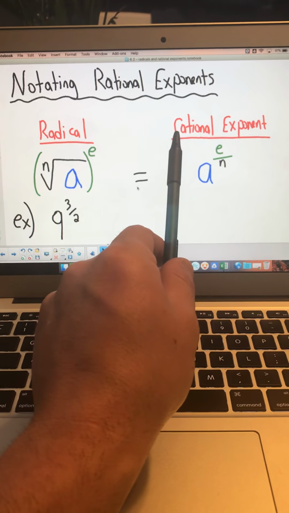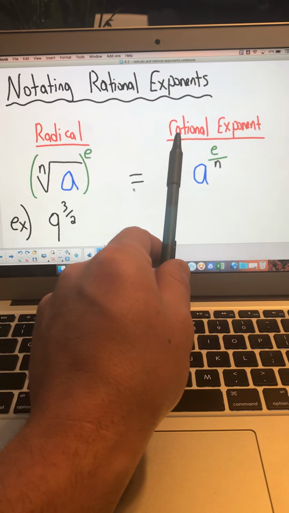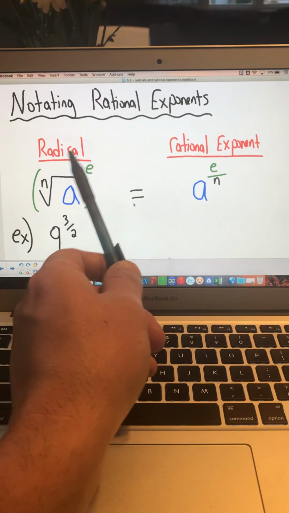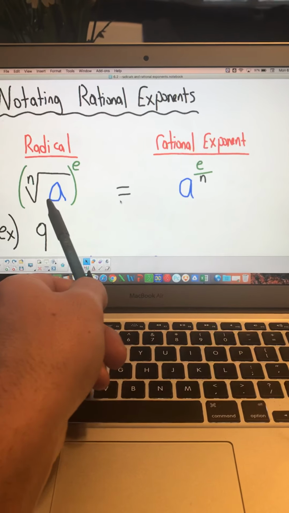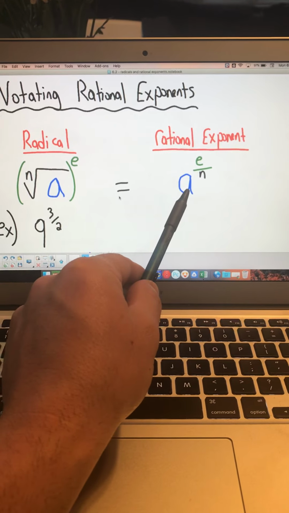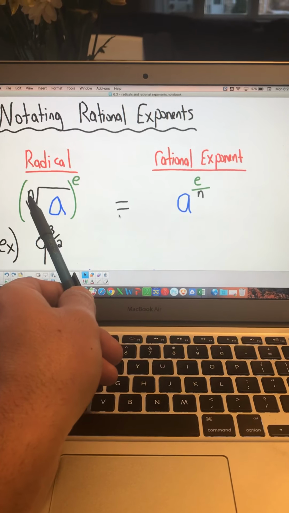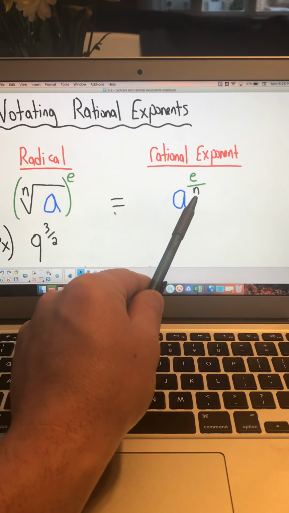That word rational, fancy way of saying fraction in math. Radical, fancy way of saying the root, square root. So for us, whatever's inside that radical is our base. The root goes to the bottom of the fraction.